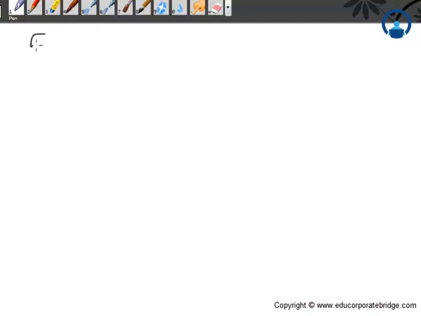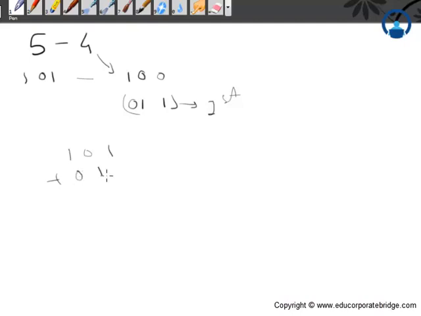5 minus 4. The binary equivalent of 5 is 1 0 1, and the binary equivalent of 4 is 1 0 0. We cannot directly subtract this, so first we take the 1's complement. The 1's complement says replace 0 by 1, replace 0 by 1, replace 1 by 0, which is the 1's complement of 4. So we add 1 0 1 plus the 1's complement of 4, which is 0 1 1.